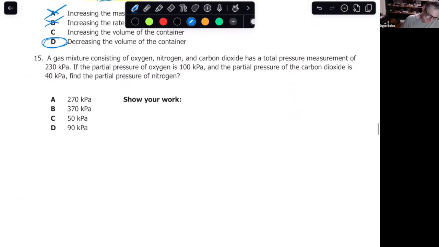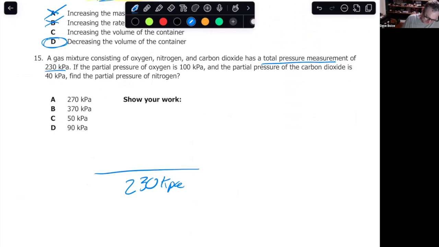Okay, Dalton's law of partial pressure. This one is pretty easy. Basically what it's saying is the total pressure is the sum of all the partial pressures. So it kind of makes sense. A gas mixture with oxygen, nitrogen, and carbon has a total pressure of 230 kPa. So 230 kPa is my total.